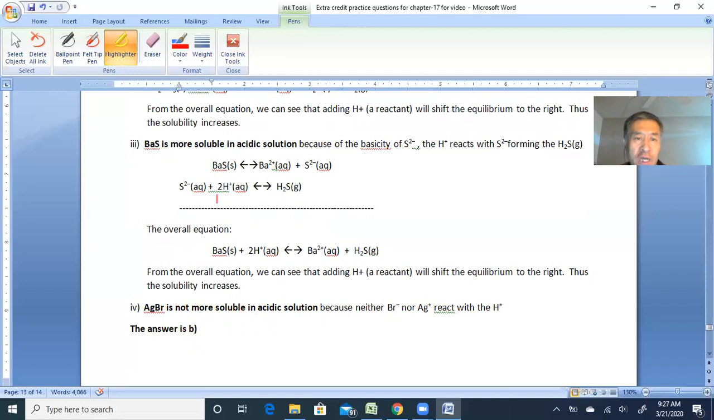And you check all the others. So salts 1, 2, and 3 are more soluble in acidic solution. Therefore, the answer is B.